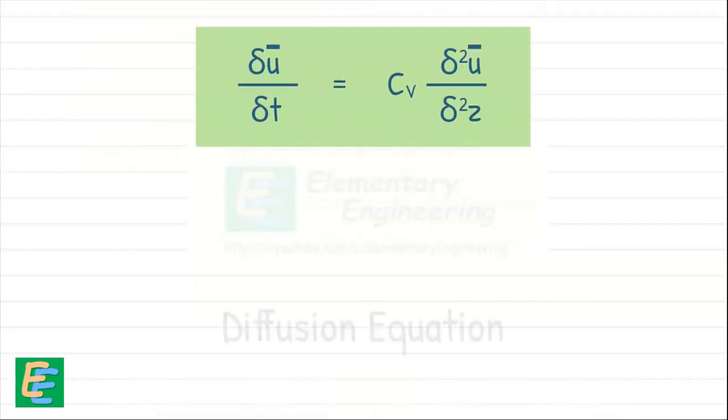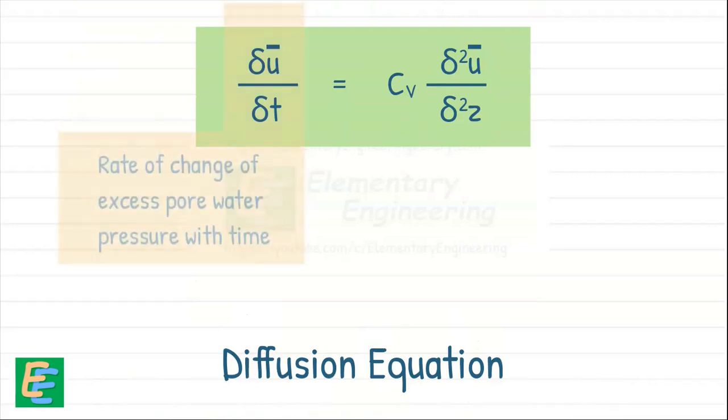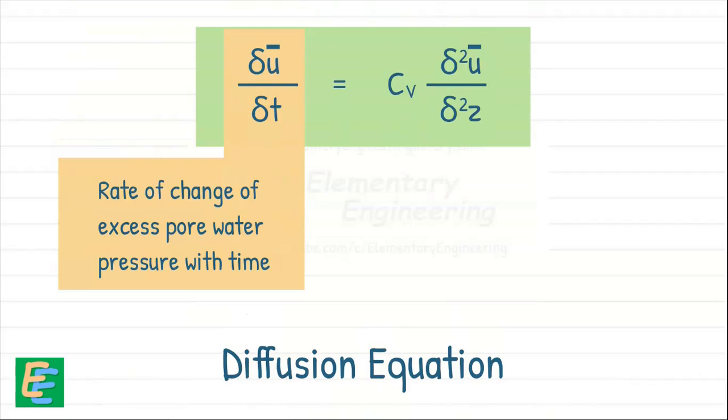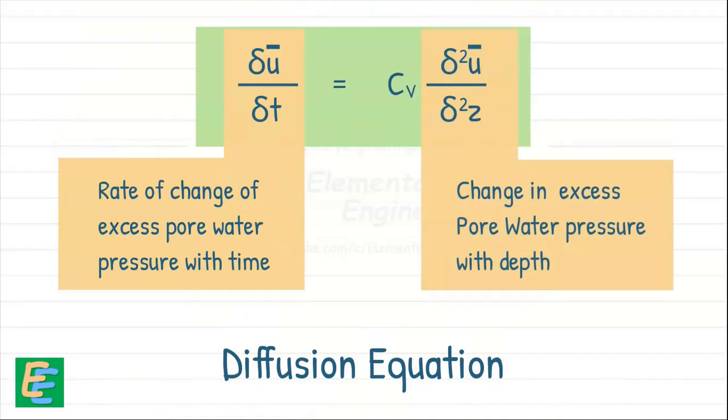The equation is a form of diffusion equation, which describes how a quantity, in our case excess pore water pressure, spreads out over time and space. The left-hand side of the equation represents the rate of change of excess pore water pressure with time. The right-hand side shows how the excess pore water pressure changes across different depths in the soil, and that is scaled by coefficient of consolidation.